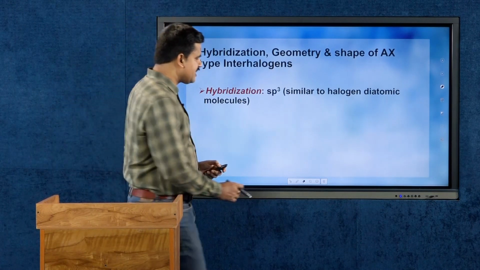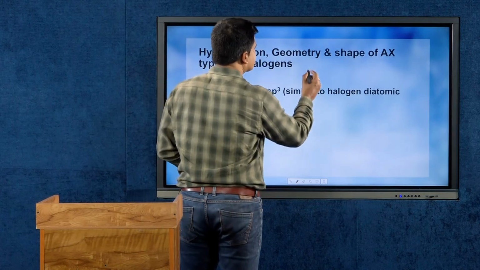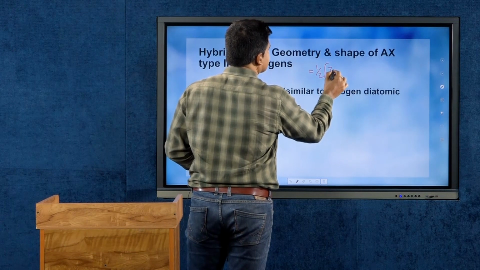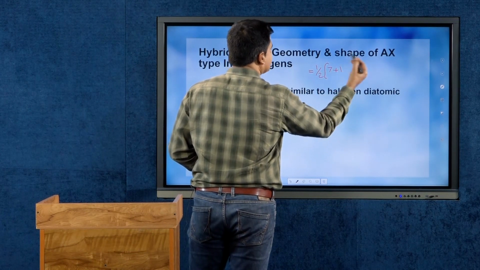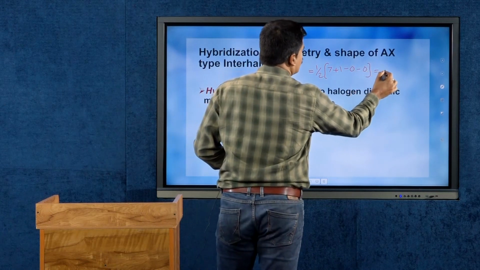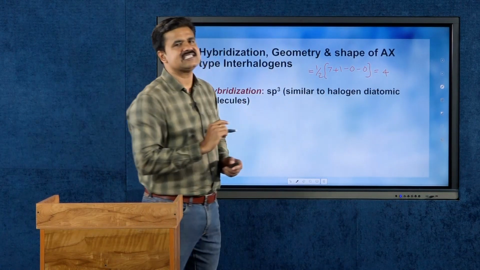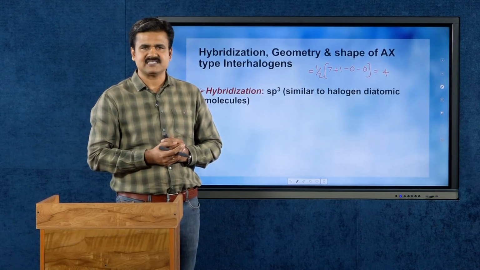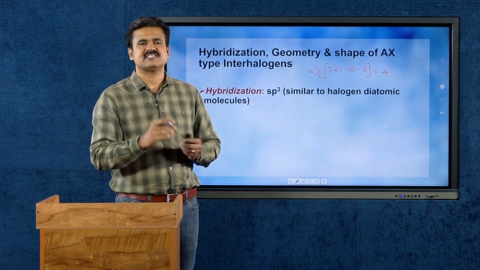So, we can calculate the hybridization equal to half into 7 valence electrons plus 1 monovalent atom, cationic charge 0, anionic charge 0. So, this will be equal to 4, and hence it is clear that since the value is 4, 4 orbitals take part in hybridization. So, we proved that the hybridization is sp3.